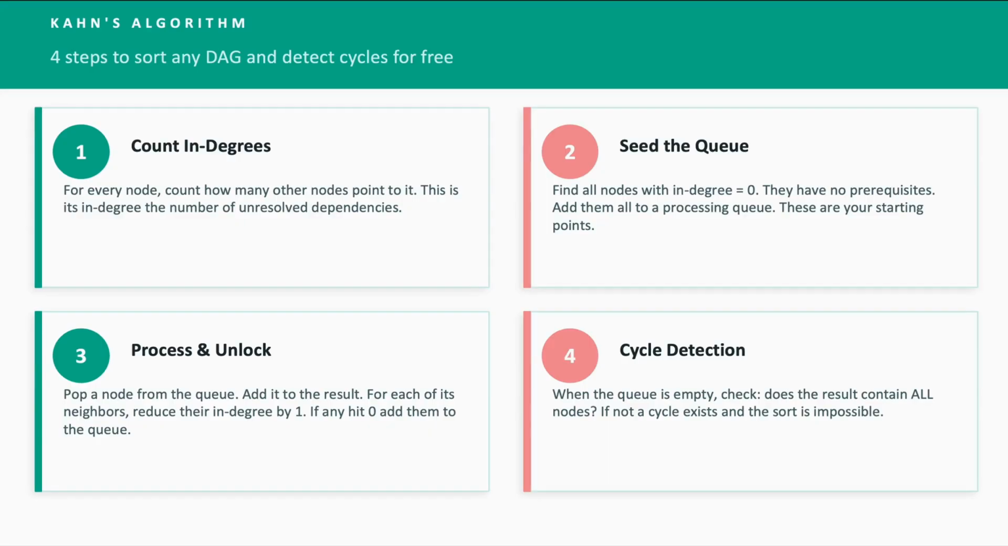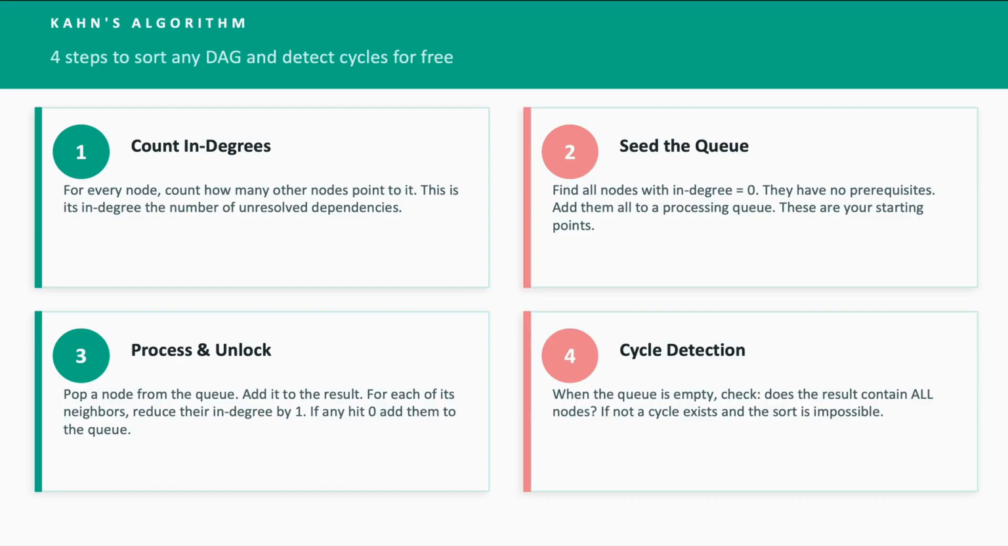The third step is to process and unlock. Pop a node from the queue and add it to your results. Then for each of its neighbors, reduce their in-degree by 1, because this node is now done, so one of their dependencies is resolved. If any neighbor now has an in-degree of 0, add it to the queue, as it is now unblocked.